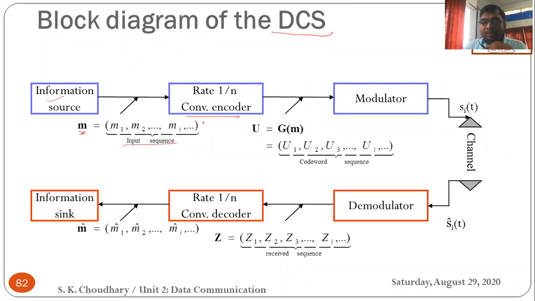When the information sequence is passed through this encoder, it generates a code word represented as capital U, which is generally a multiplication of G and M. M is the message input sequence, and G is the generator, but we will see further when we take an example what G is here. It is one kind of modulo 2 addition actually, and we generate U1, U2, U3 up to Ui.